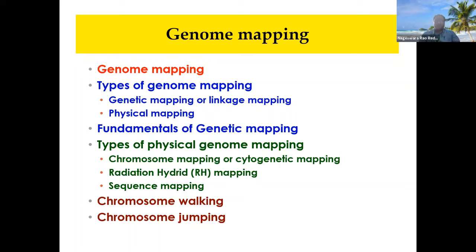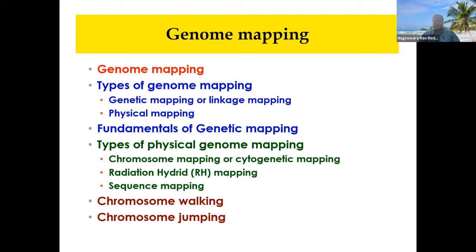And now we have two techniques here, chromosome walking and chromosome jumping, which are used for genome mapping. Chromosome walking is a simple method where we take one step at a time and map the whole genome. But chromosome jumping is not that systematic. We don't walk step by step, but randomly go through the genome and try to map the whole chromosome, and later we see how the physical map looks.